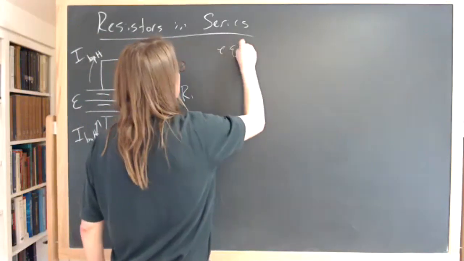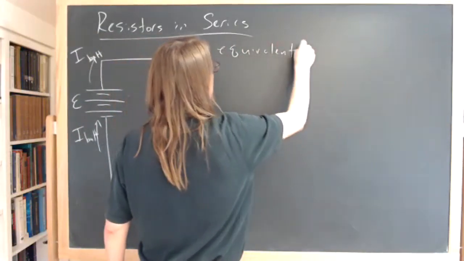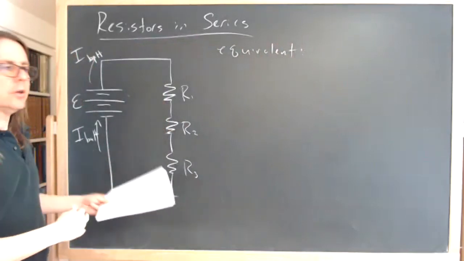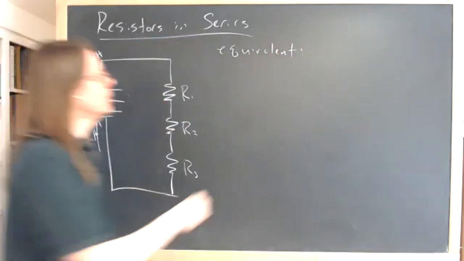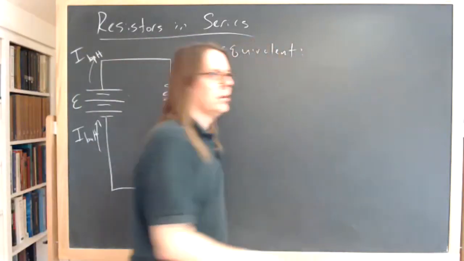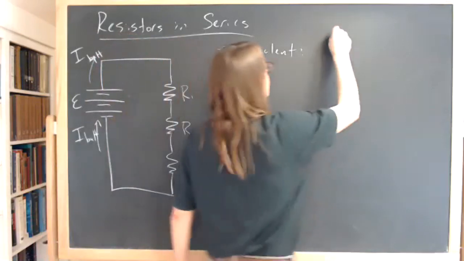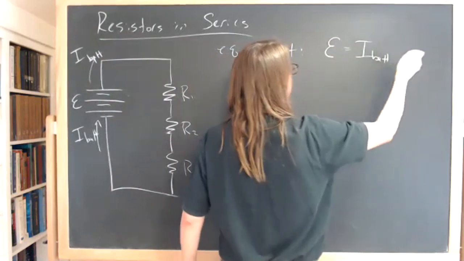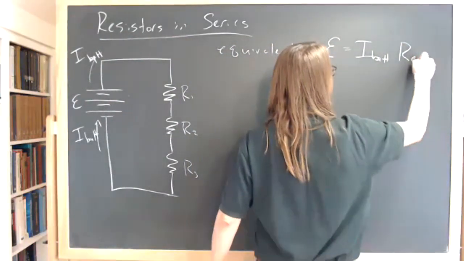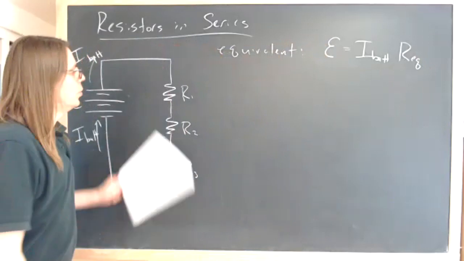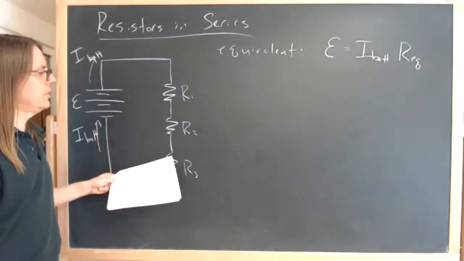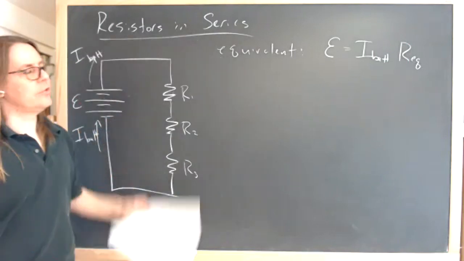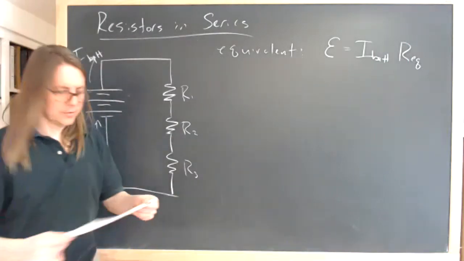So equivalent. And what that means is the circuit, you can imagine it as a single resistor. The battery does not know there are 3 resistors there. So the equivalent here is Ohm's law for the battery. Delta V is the EMF, I is I bat, and the resistance is what we call the equivalent resistance. What do 3 resistors in series look like to the battery? That's what we're trying to decide. What do resistors in series do? That is the equivalent resistance.